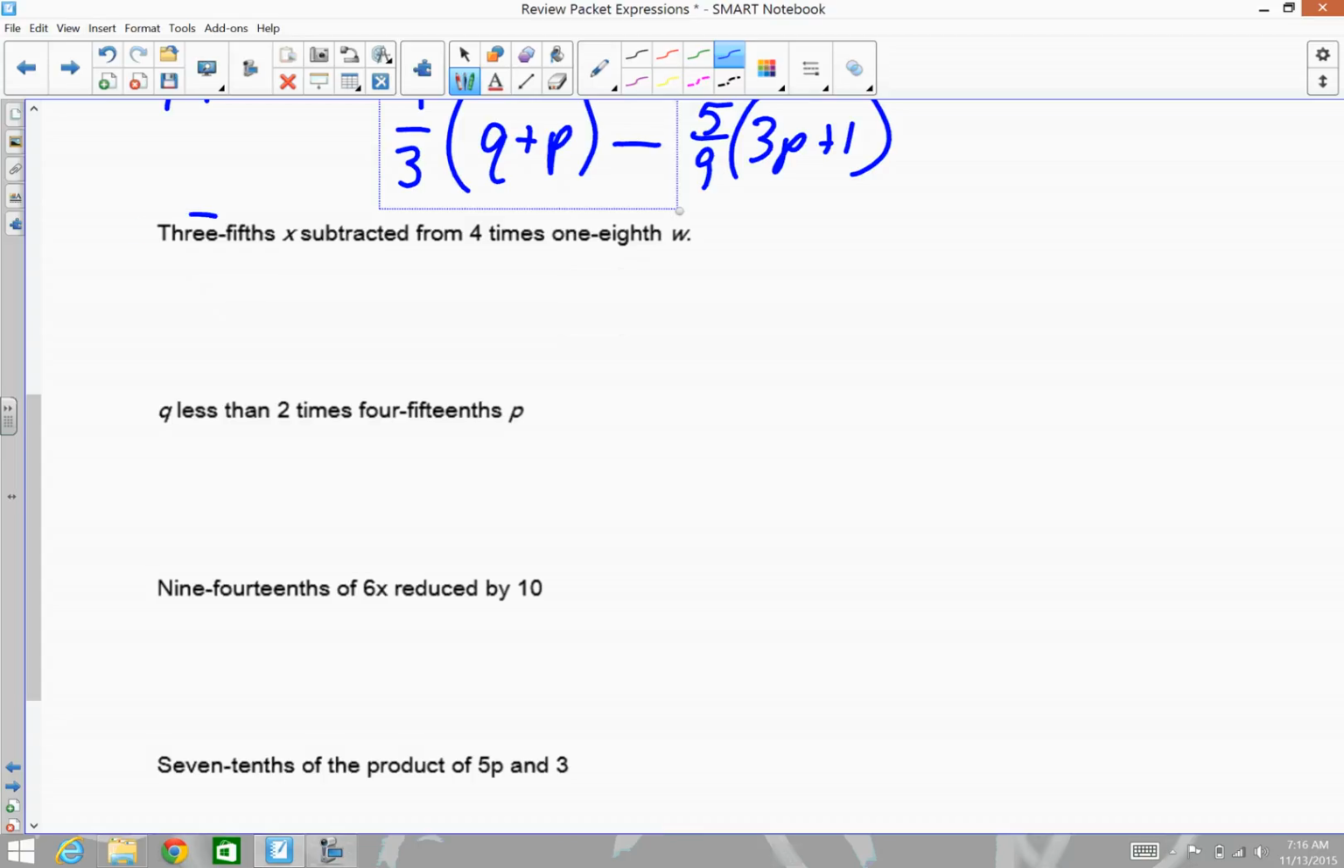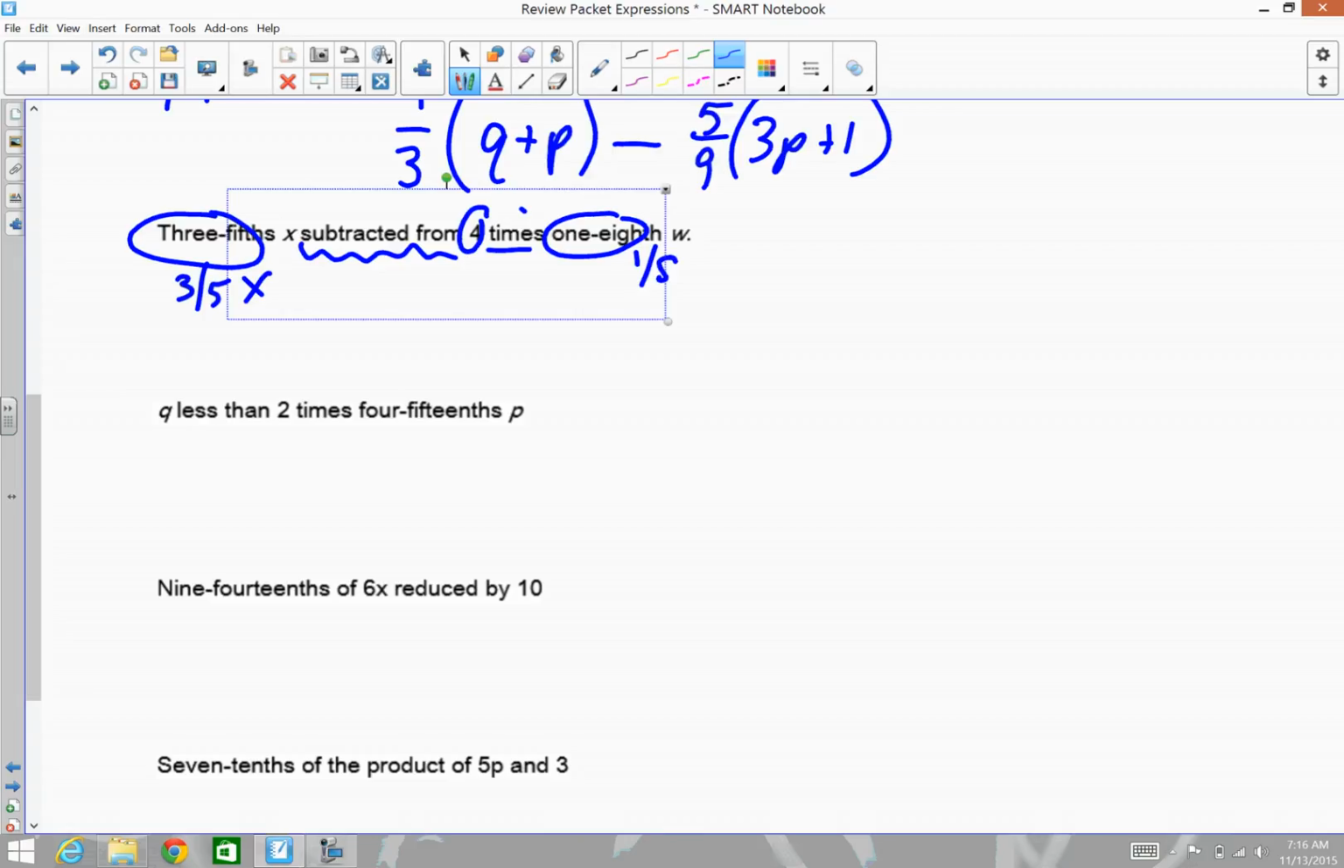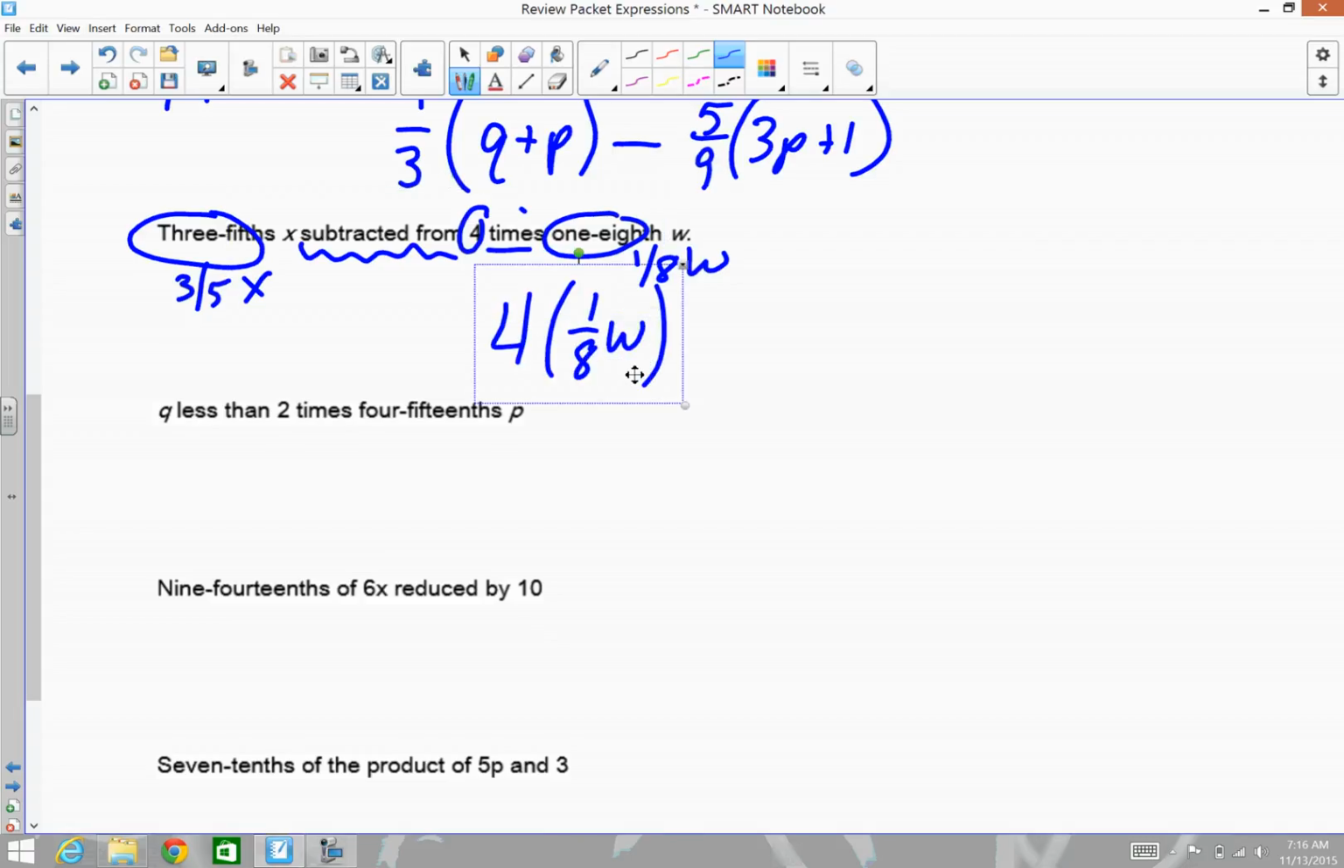Next question, 3/5 x subtracted from, okay, so again that goes at the end, 4 multiplied by 1/8 w. Okay, so we have 4 times 1/8 w, and then we're going to subtract 3/5 x.